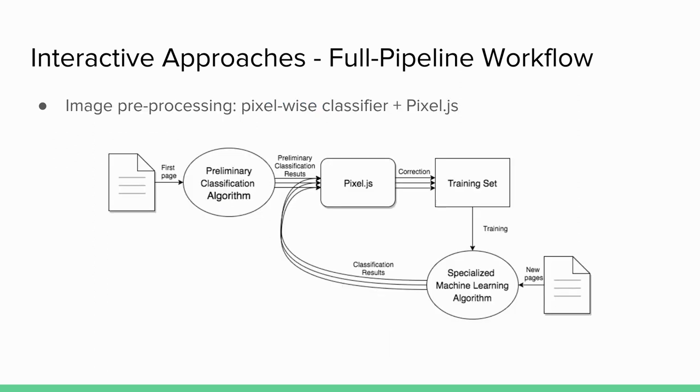So in the first case, in the image preprocessing part, they consider the pixel-wise approach that I mentioned before, but they are using a tool called Pixel.js, which allows us to correct errors of the layering processes at pixel level. So the idea is that when you face a new manuscript type, you run a model trained on a different type of scores, and then you get some preliminary classification results that you can correct with Pixel.js, so that you get on the one hand a corrected page, but on the other hand a specific ground truth of that manuscript type. Then you can train a specialized machine learning algorithm and repeat the process when new pages are received. So eventually, in a few iterations, you will get a specialized machine learning algorithm for the manuscript type that you are dealing with at this moment.